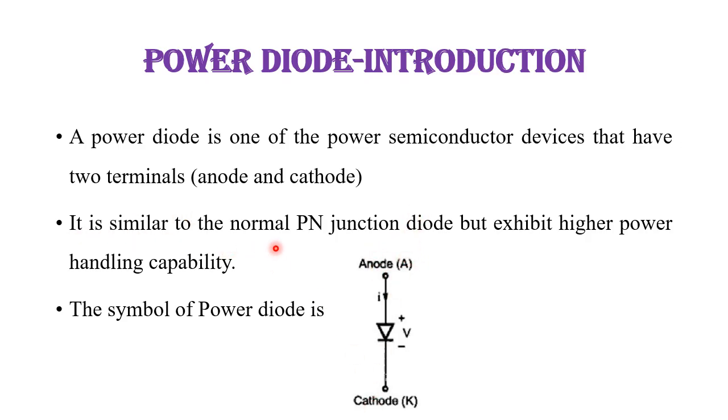It is similar to a normal PN junction diode, but it is used for high power applications. That is, it can exhibit high power current handling capability. The symbol of the power diode is shown here. A is the anode, K is the cathode, I is the current flowing from anode to cathode, and V is the voltage drop across the diode.